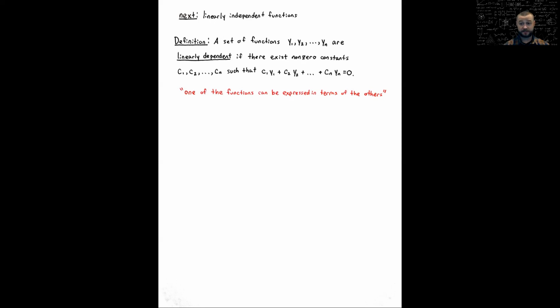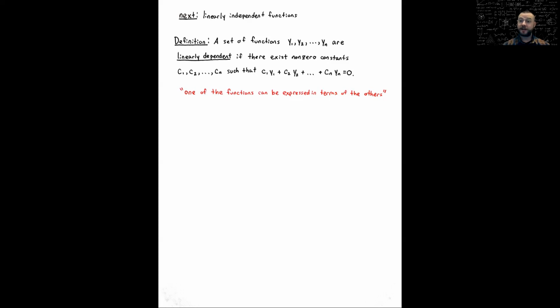Now, what in the world does that mean? What this is getting at is that one of the functions in that list, in other words, one of the functions y1 through y sub n, at least one of them can be expressed in terms of the others. Or in other words, one of the functions in that list depends on the others. And what that equation gives us there, that's the way that we're going to be able to express one of these functions in terms of the others. All right, and it's important here to notice it's saying that there exist non-zero constants C1 through C sub n. So they all have to be non-zero.